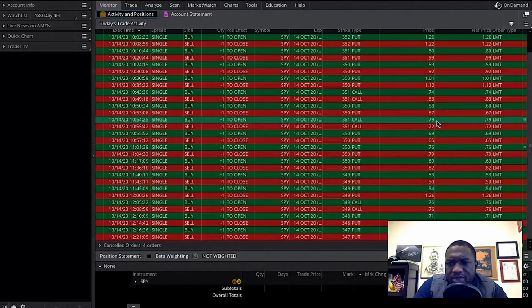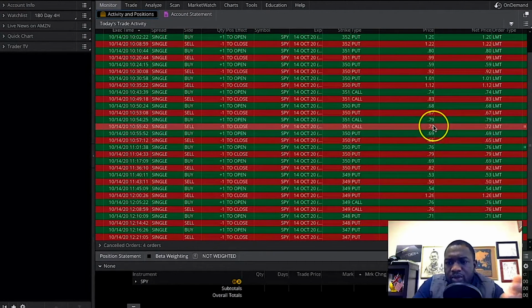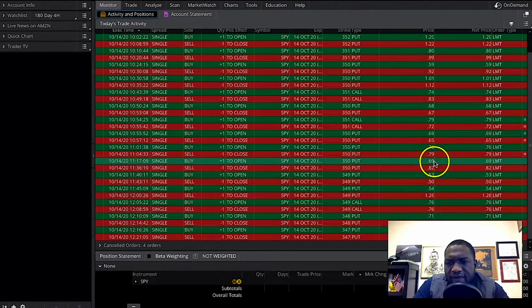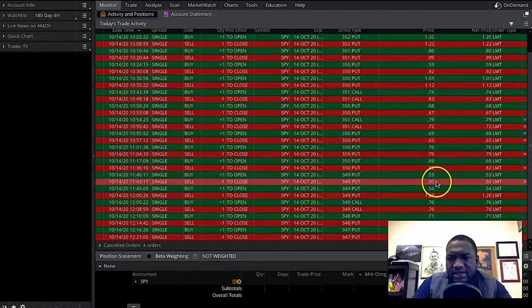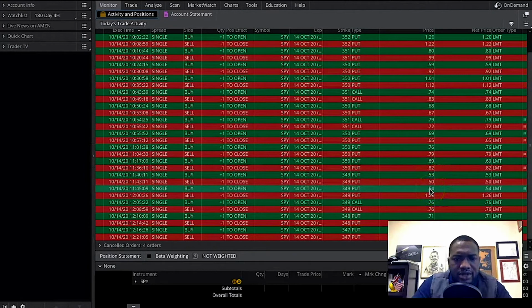I'm trying to see where I made one of the bigger trades, so I can show you guys that, because there's no point of me going through every single one of these trades. It doesn't make sense. So let's talk about this one actually. This one was a good one.